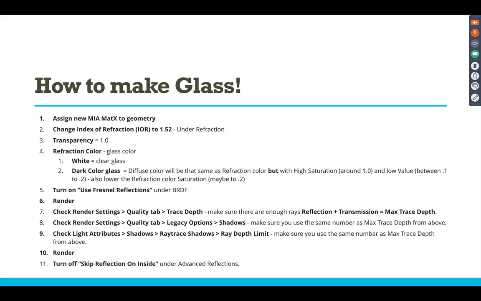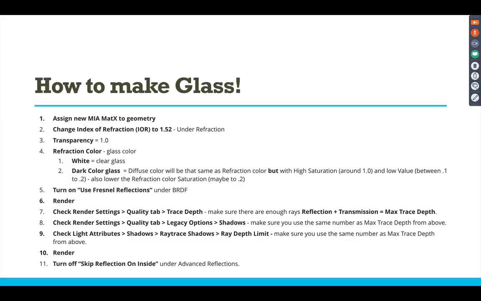So, just like with any reflective materials, first thing you want to do is assign a new material to your geometry. Change the index of refraction. If we're making glass, it's going to be 1.52. Transparency, if it's average glass, we're going to make it 100% transparent. Then you're going to change the color. If you're making clear glass, white is fine. If you're making colored glass, you need to find the color for the glass you're going to use.